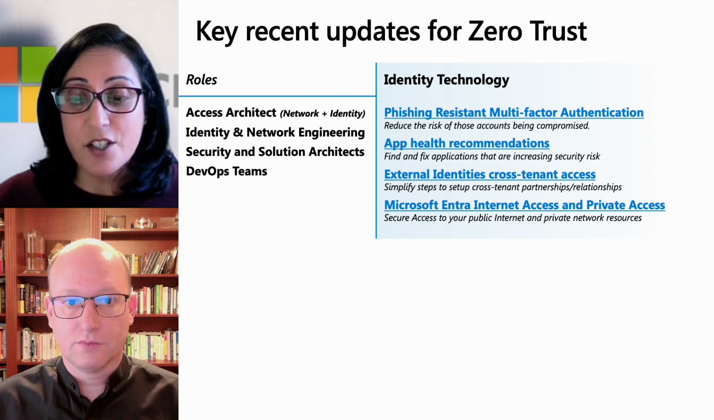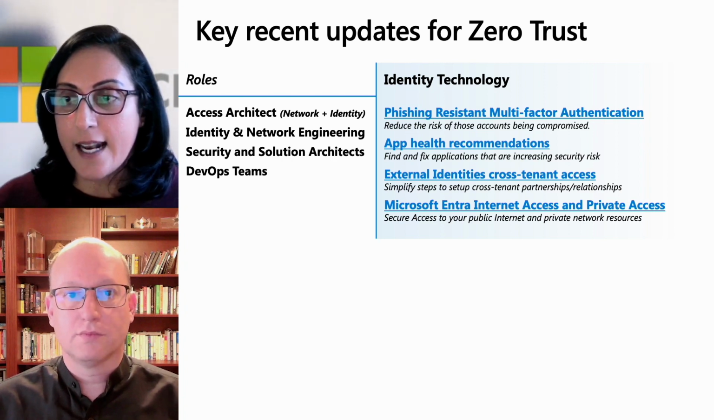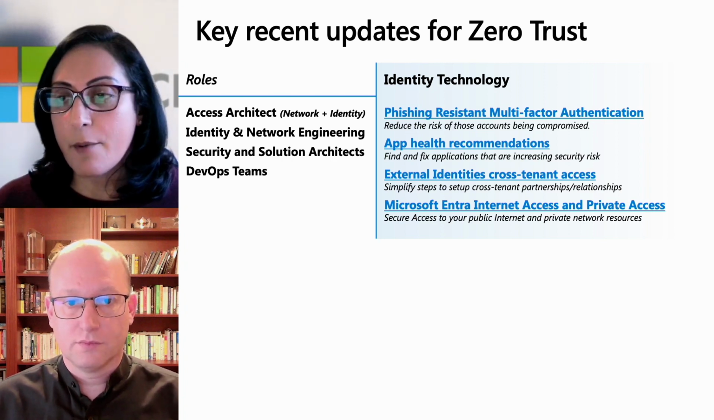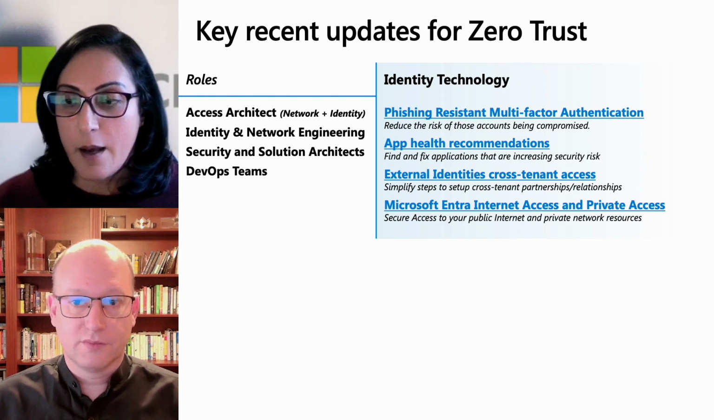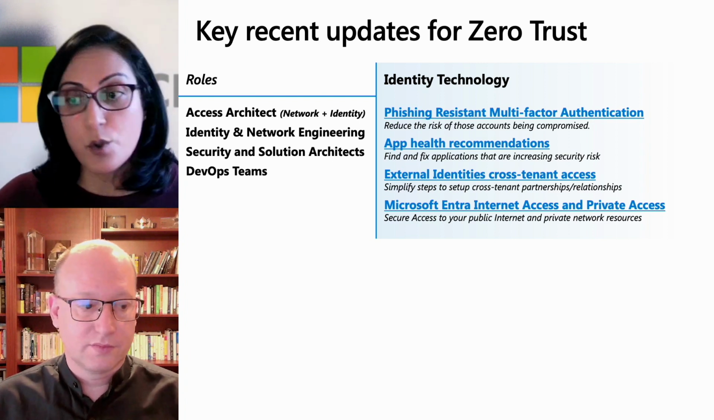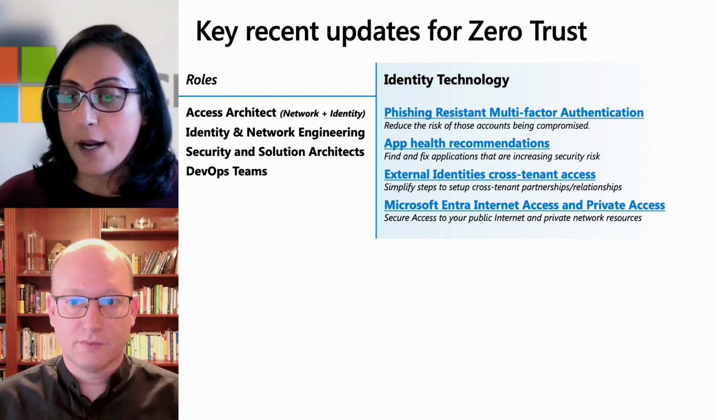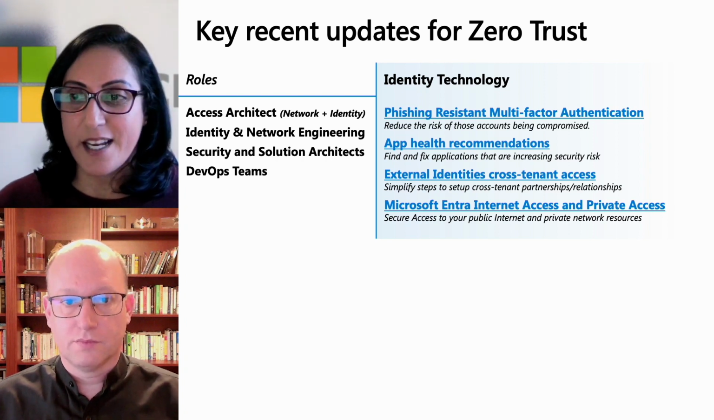As we've been working diligently, we also have external identity cross-tenant access. And that's really simplifying your step-by-step cross-tenant partnerships, so your B2B collaboration. You can apply policies, which will apply again with your connection to your partners. So you'll be able to securely collaborate with external partners while maintaining control and security for your organization.